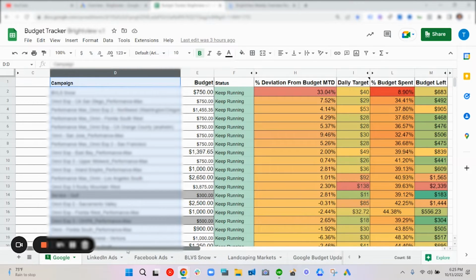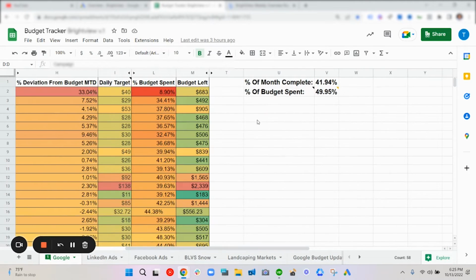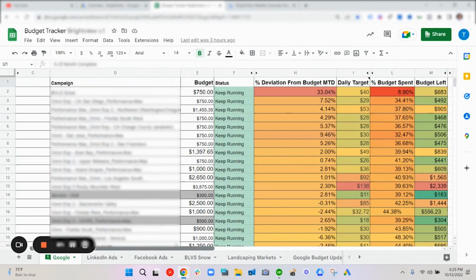And then using formulas on the spreadsheet, I was able to pace the budget appropriately so we could see how much of the month was complete and how much of the budget was spent. Column H would tell me what percentage I was over or under spending, while column I would tell me the daily target that I should update the Google Ads campaign to.